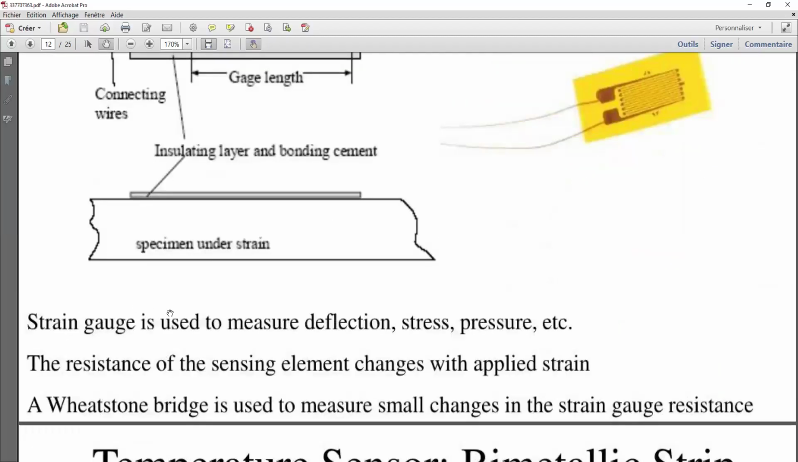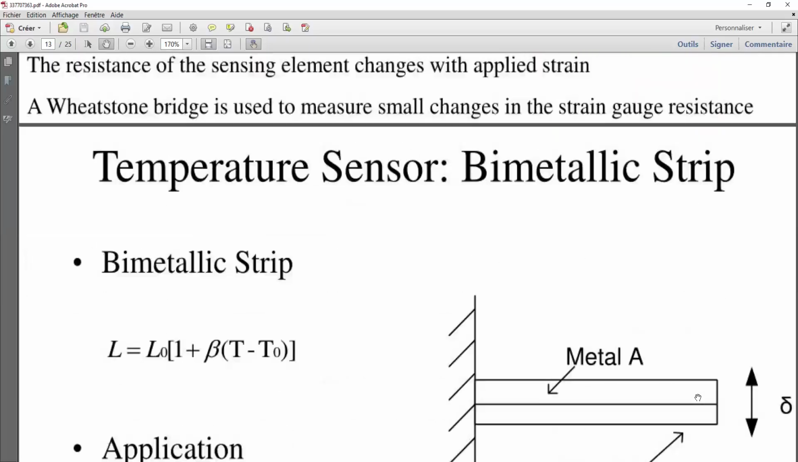We have also the strain gauge for motion, stress, and pressure. A strain gauge is used to measure deflection, stress, pressure, etc. The resistance of the sensing element changes with applied strain. A Wheatstone bridge is used to measure small changes in the strain gauge resistance.